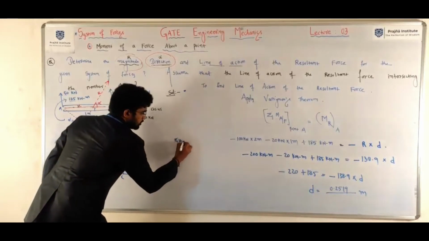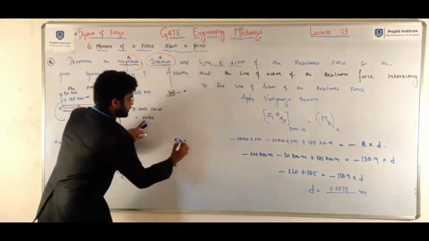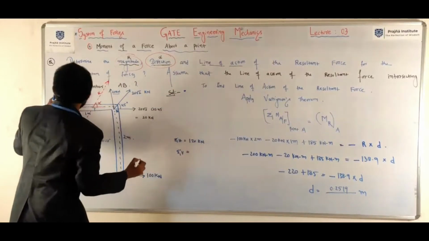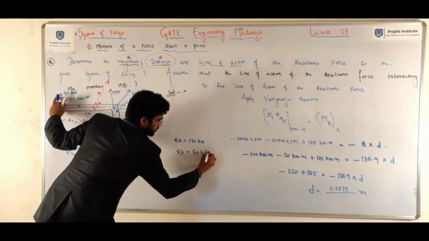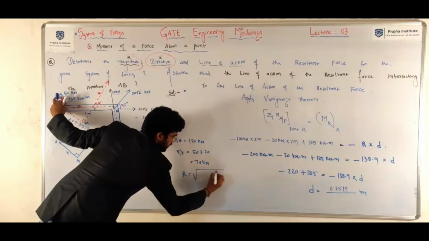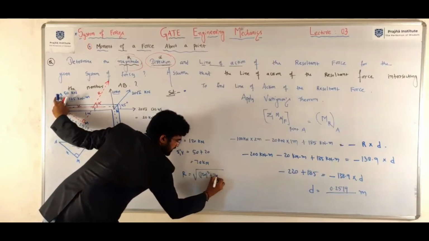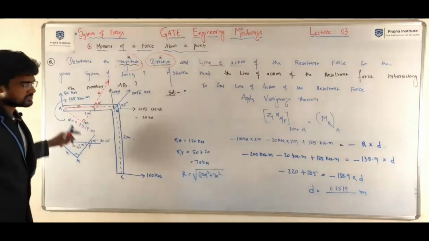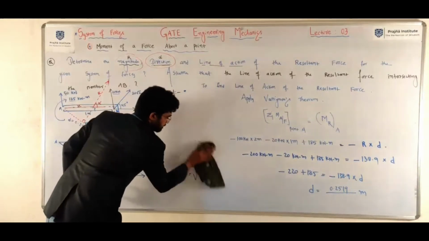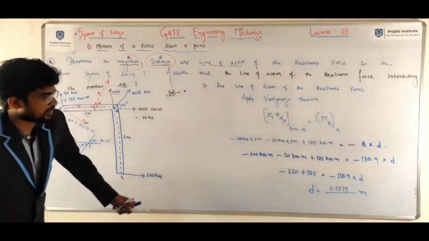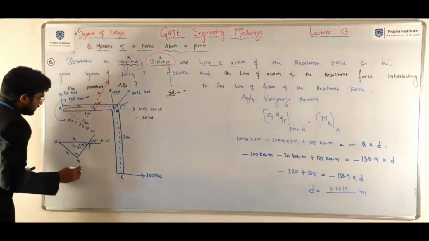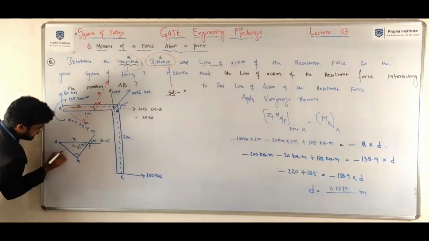Here, I repeat that thing. Sigma H equal to 100 plus 20, 120 kilonewton. And sigma V is equal to 50 plus 20, 70 kilonewton. Then R is equal to square root of 120 squared plus 70 squared. This is the way to determine the magnitude. So R is 138.9 and the angle is 30.28.